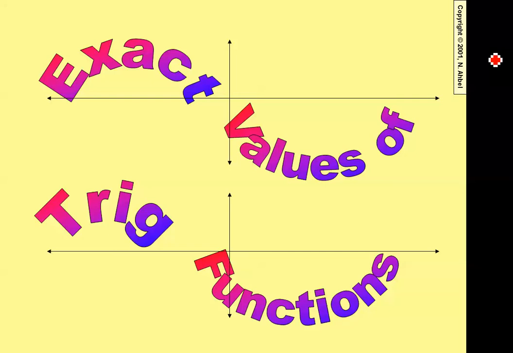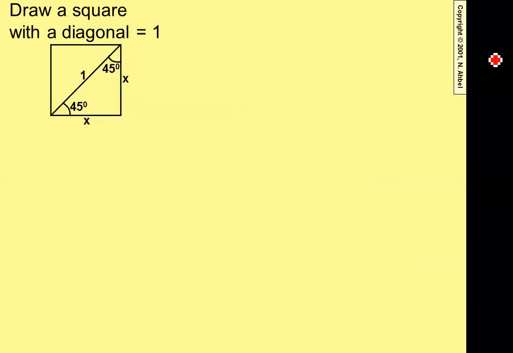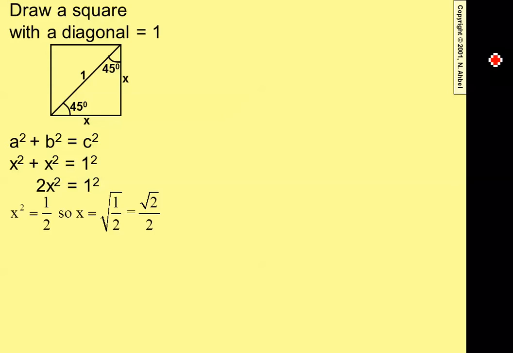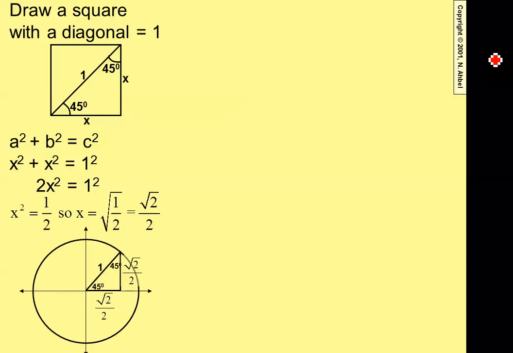Let's examine exact values of trigonometric functions. Let's start with some things that we certainly should remember from geometry. If you take a square, put a diagonal across it, then you get a 45, 45, 90 right triangle. And since a squared plus b squared equals c squared, in this case, x squared plus x squared equals 1 squared, or 2x squared equals 1. So x equals the square root of 1 over 2, or rationalizing the denominator, square root of 2 over 2.